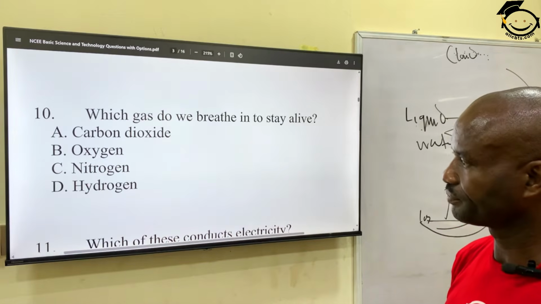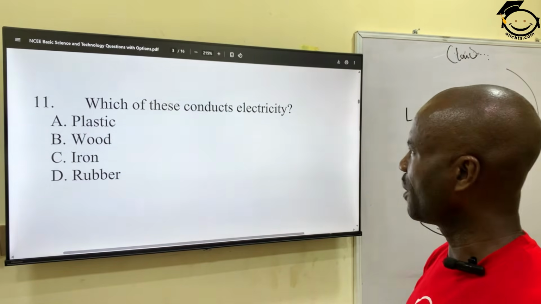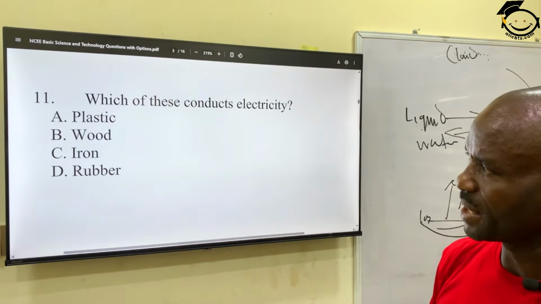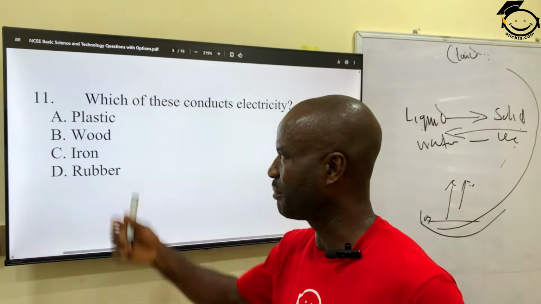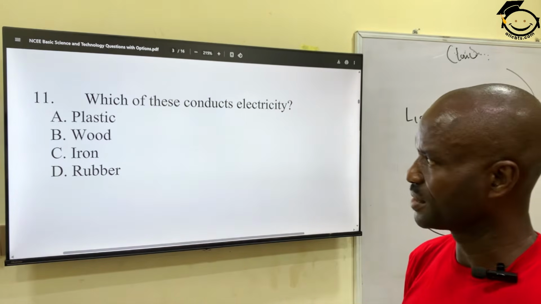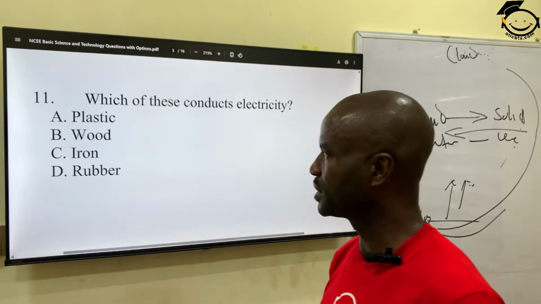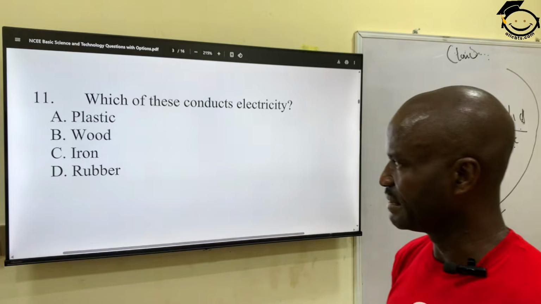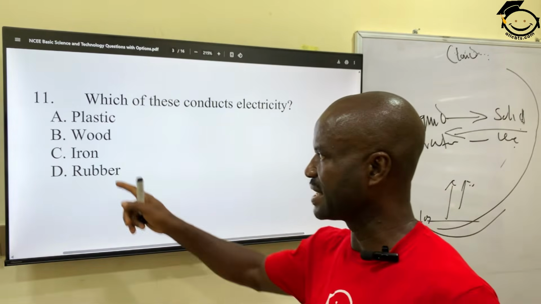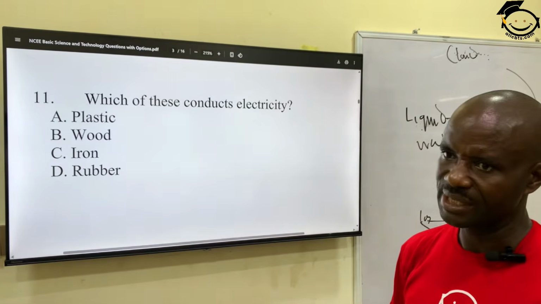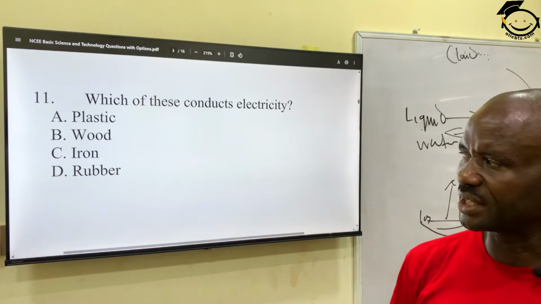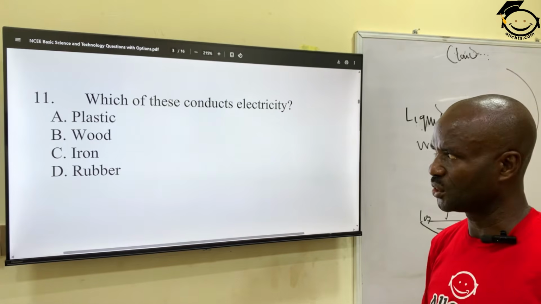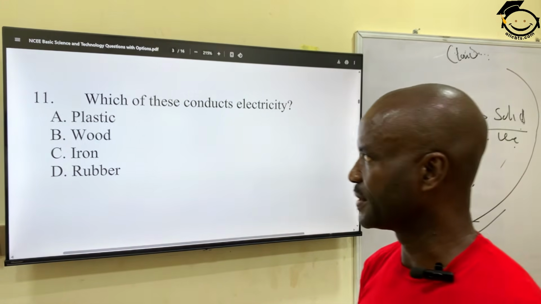Question 11. Which of these conduct electricity? We have properties that can conduct electricity. A, plastic. Plastic will not. Wood will not. And then C, iron. Then D, rubber. The correct answer among these options is iron. Iron has the characteristics of conducting electricity, while the other options are not. They are called non-conductors of electricity.